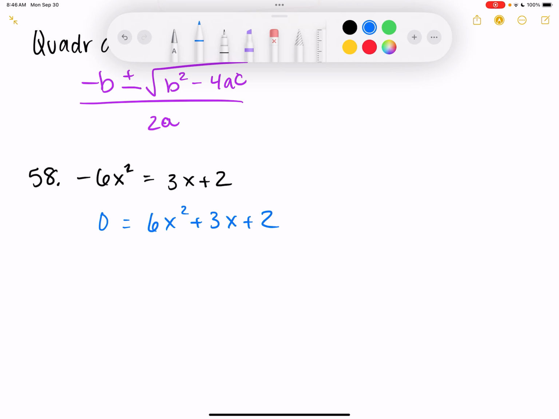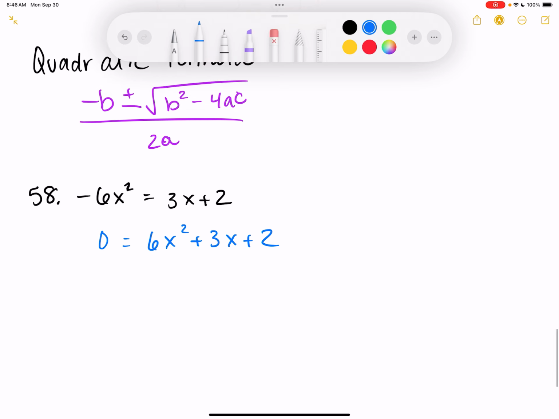And I would assume y'all know this, but this is A, this is B, and this is C. And whatever sign is on it goes with it. So if it's negative, the negative goes with it. If it's positive, positive goes with it.